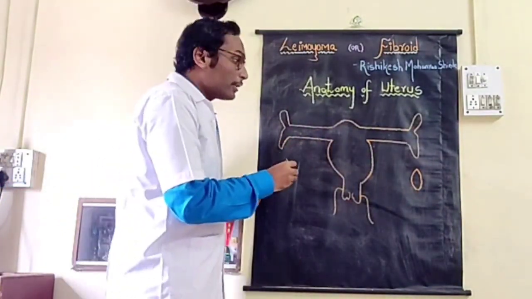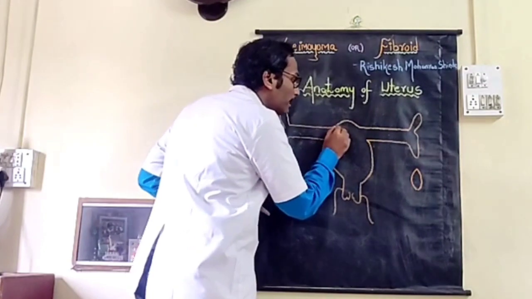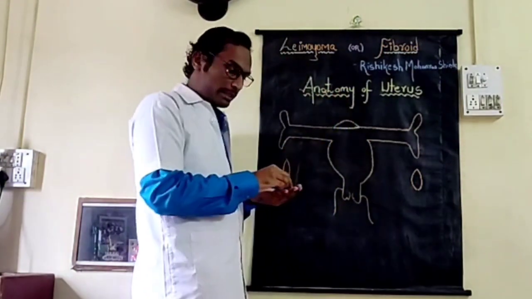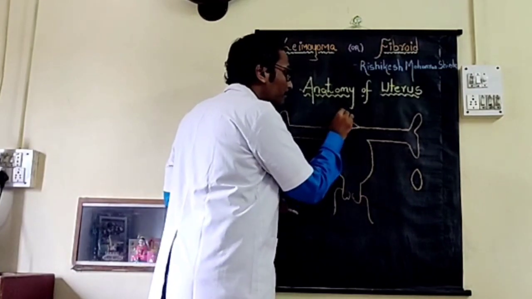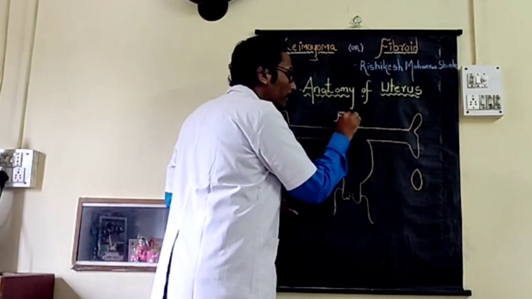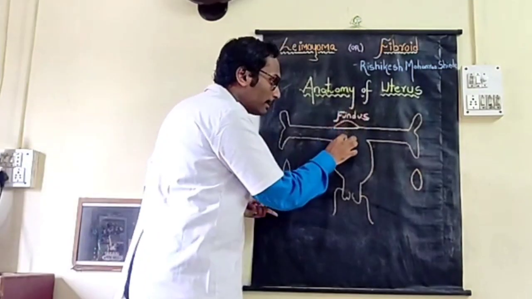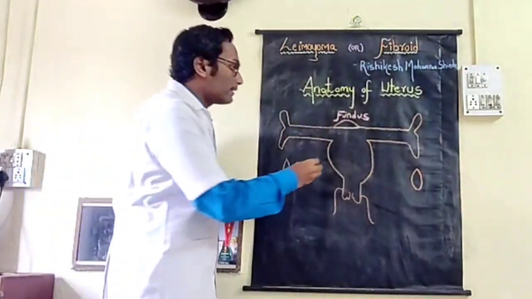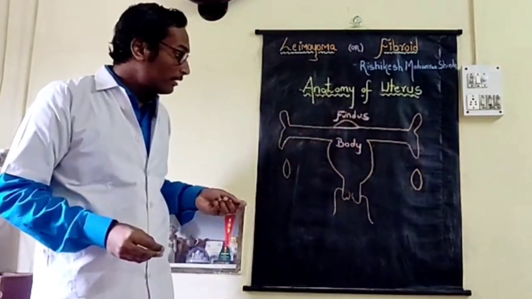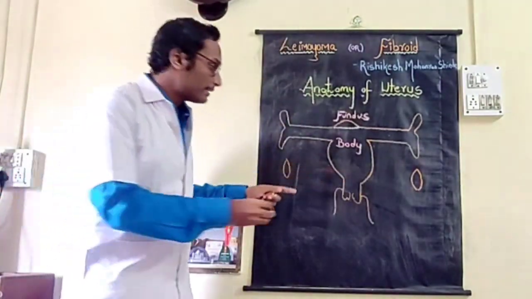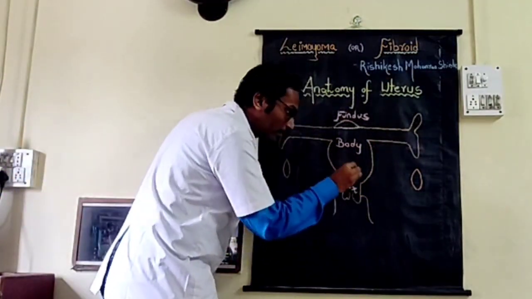So the uterus is divided into the upper part, this part of the uterus, which is called the fundus of the uterus. The middle part is called the body of the uterus. The lower part is called the cervix.